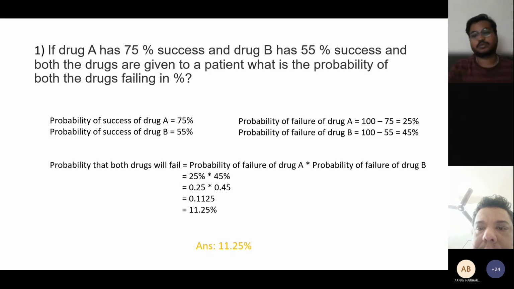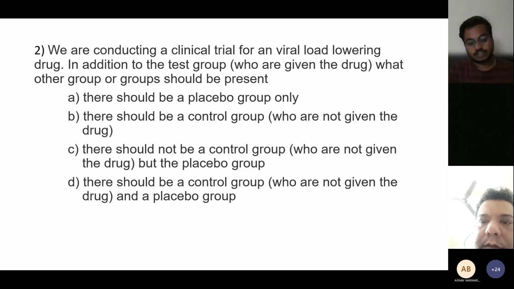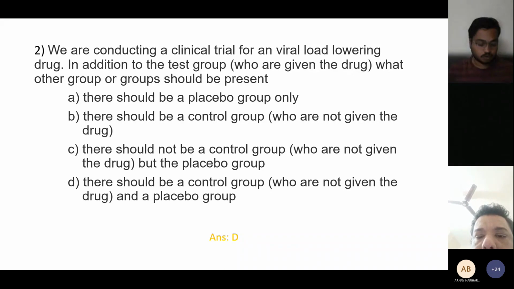Okay. So I'll repeat the second question again. We are conducting a clinical trial for a drug. So we have a test group, and the question asks what other group should be present in addition to the test group. So the correct answer here will be answer D, which is there should be a control group and a placebo group. In every clinical trial, we have three groups, a control group, a placebo group, and a test group, so that we can make pairwise comparisons and assess if the drug is actually working.